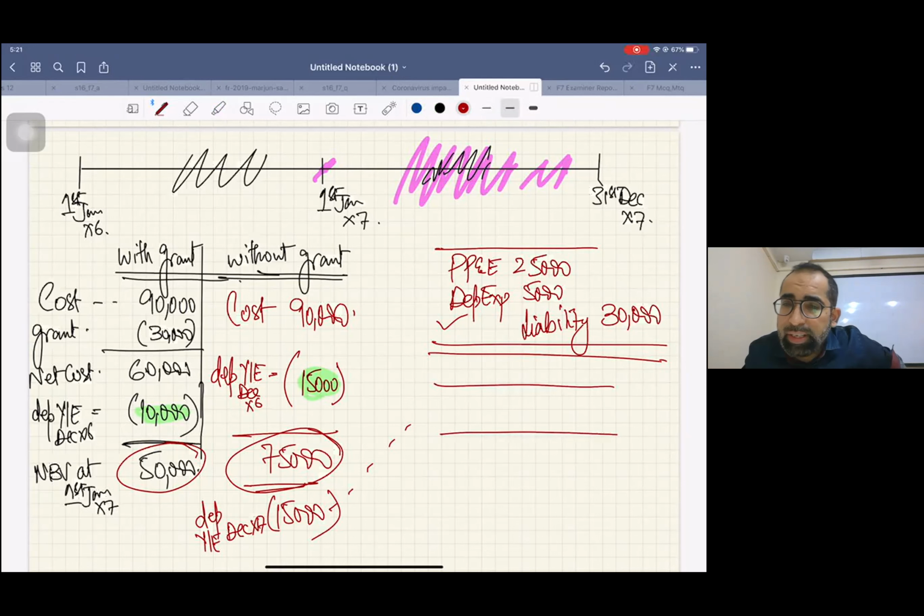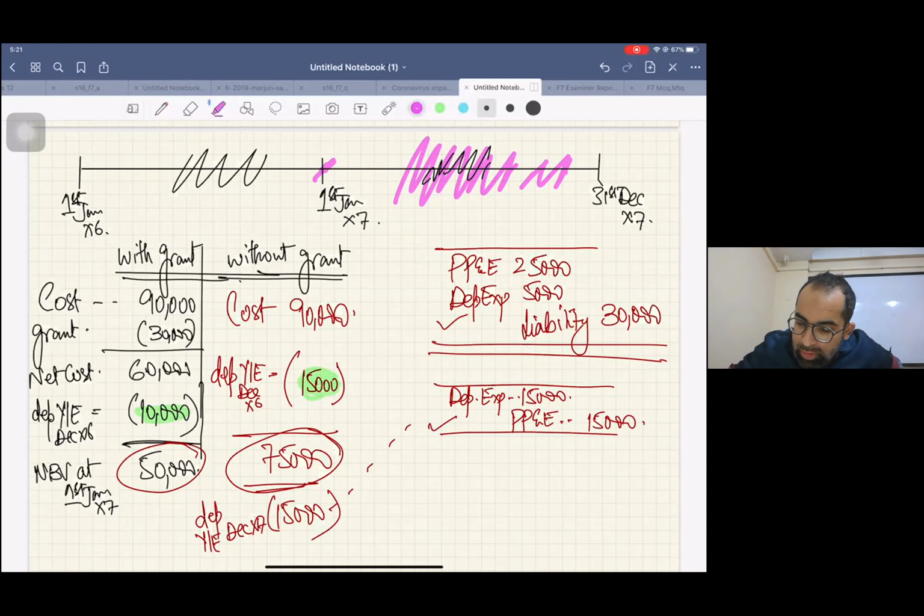Let's book the simple entry. Depreciation is your expense, so we'll debit depreciation expense by 15,000. And because of depreciation expense, the value of the asset goes down, so your PPE will go down by 15,000. This is the second entry for this year.